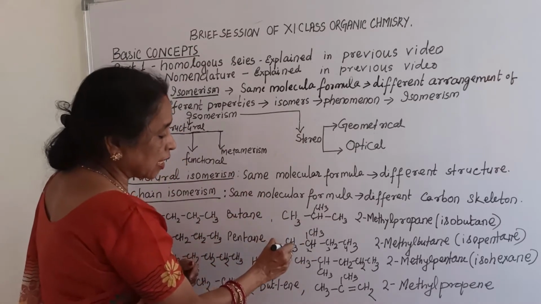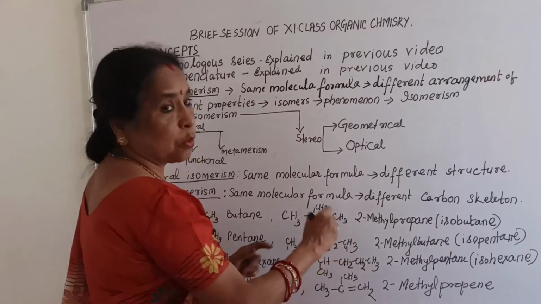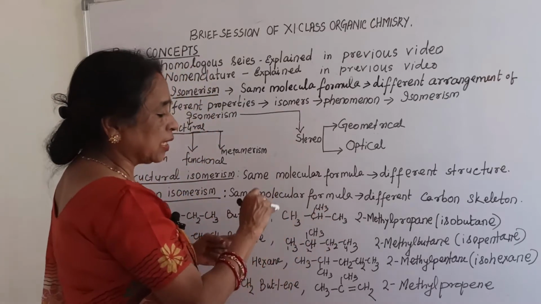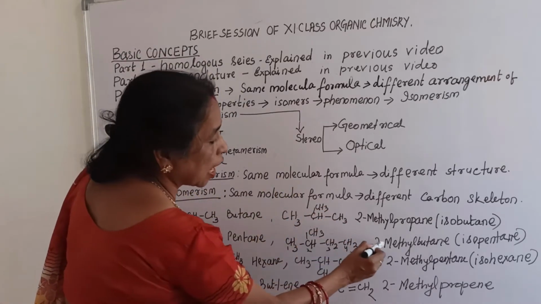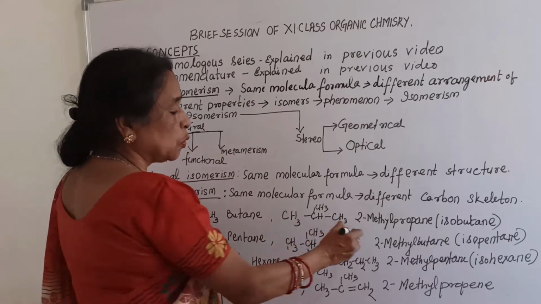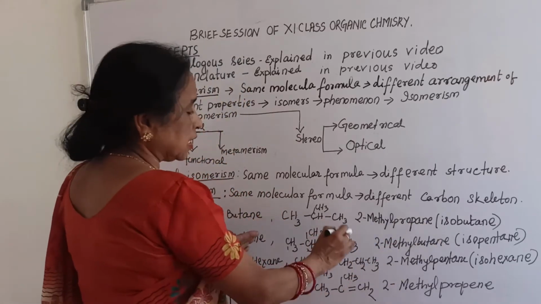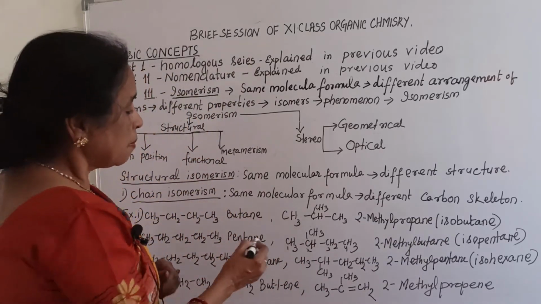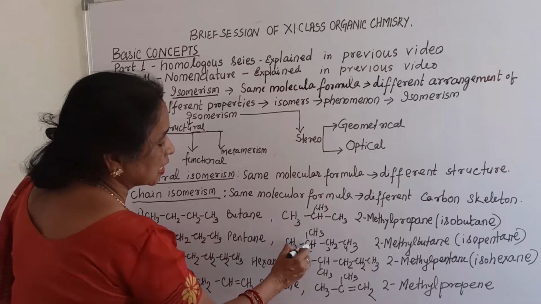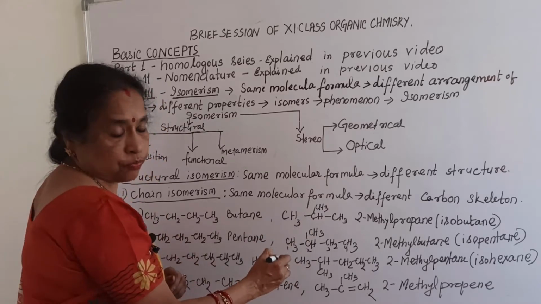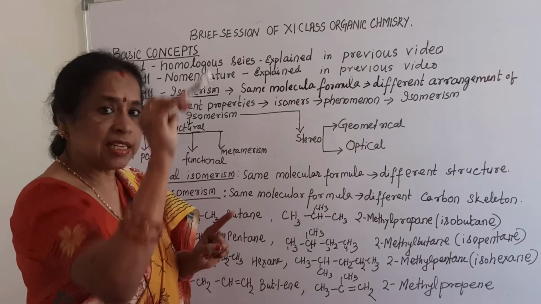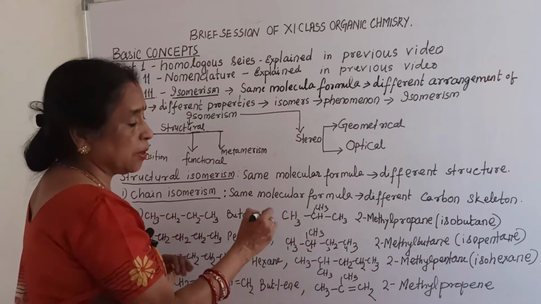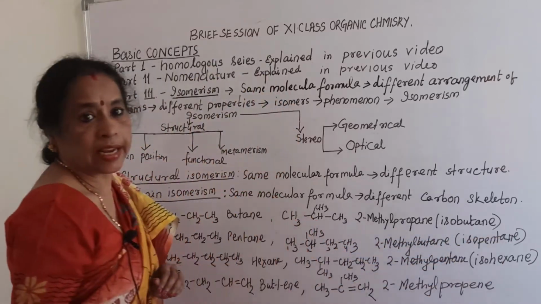Here 1, 2, 3, 4, the long chain is 4 carbon atoms. In the second position there is a methyl group. So what is the IUPAC name? 2-methyl butane. By common name this is known as isopentane. Why is it isopentane? Because this combination with CH3 is called iso, and the total number of carbon atoms is 5. That is why it is isopentane.